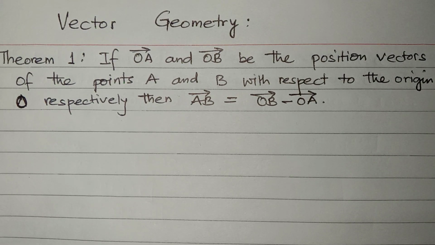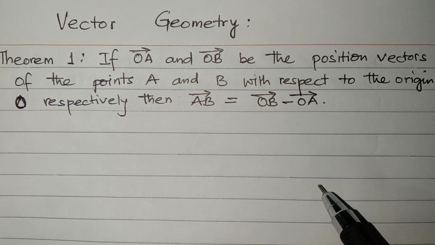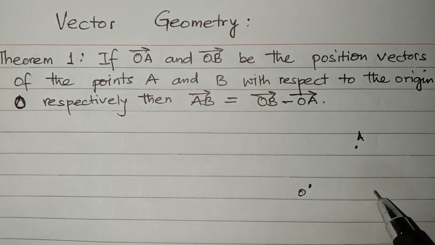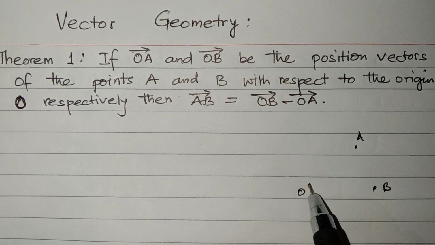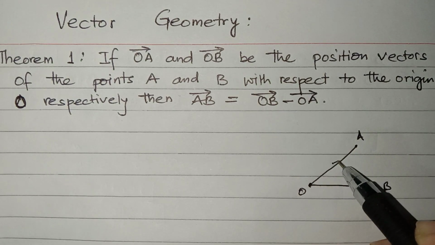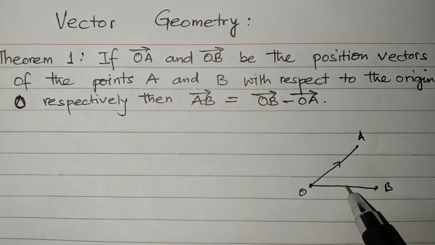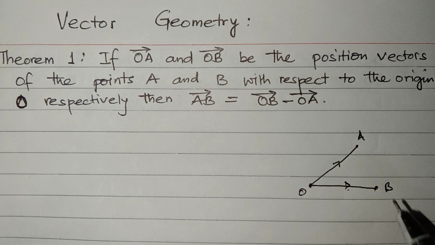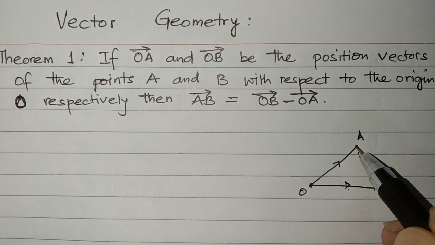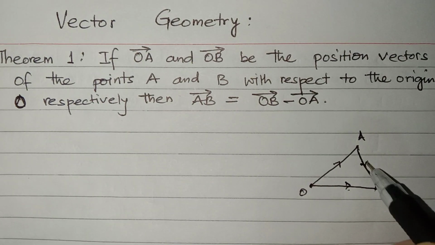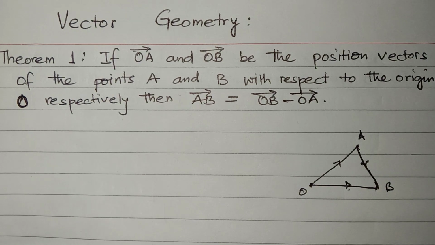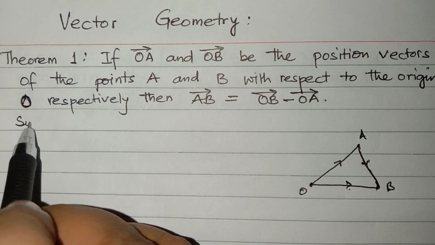So here the question has given the position vectors of the point A and the point B, which are vector OA and vector OB. Now we have to prove that vector AB will be vector OB minus OA. Great. Now let's see.